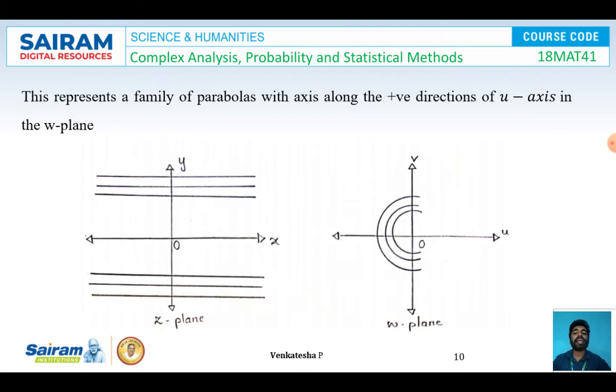So hence we can say that the family of straight lines y is equal to b, which is positive and parallel to the x axis, has been transformed into the w plane as a family of parabolas in the positive u direction. So I got the curves like this. This is the family of straight lines y is equal to b parallel to the x axis, and it is transformed into a family of parabolas in the positive u direction in the w plane.